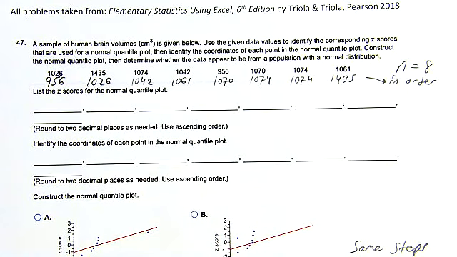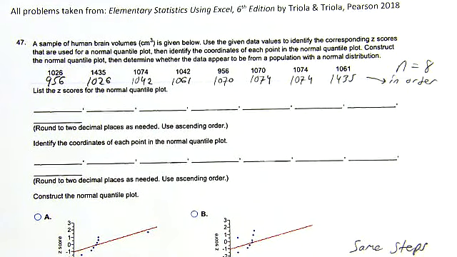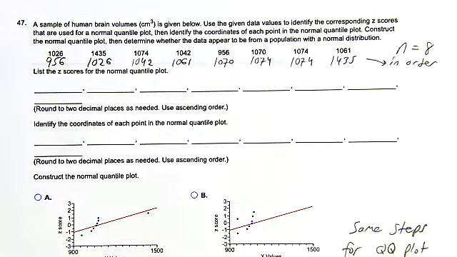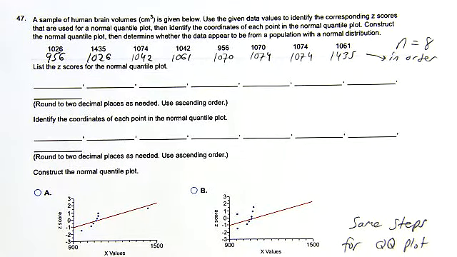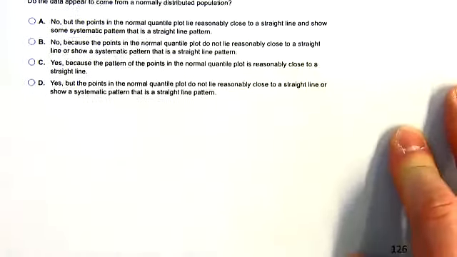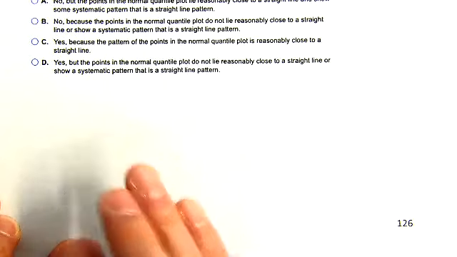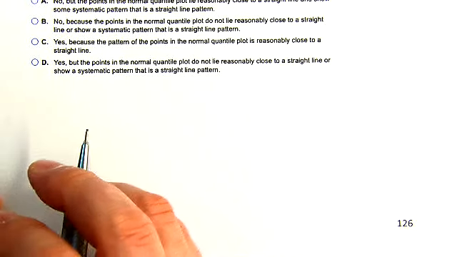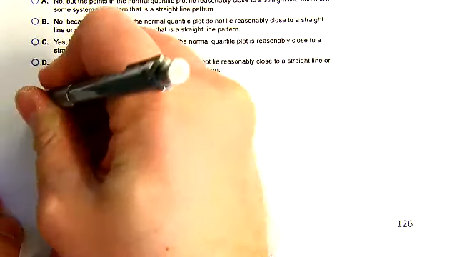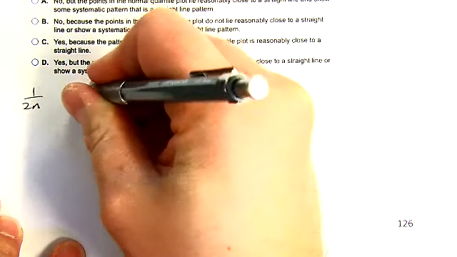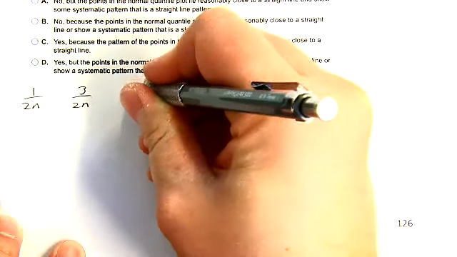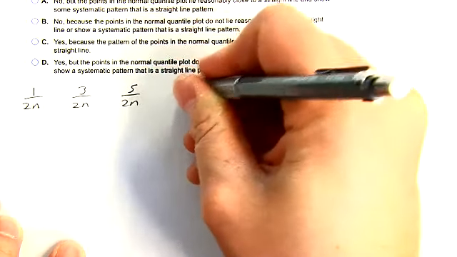Okay, now we're going to go down to the bottom of the page and we're going to form a table. So we go down here, and luckily there's a pattern here, so you'll see it after we do a couple. You start with writing 1 over 2n, 3 over 2n, 5 over 2n, 7 over 2n.